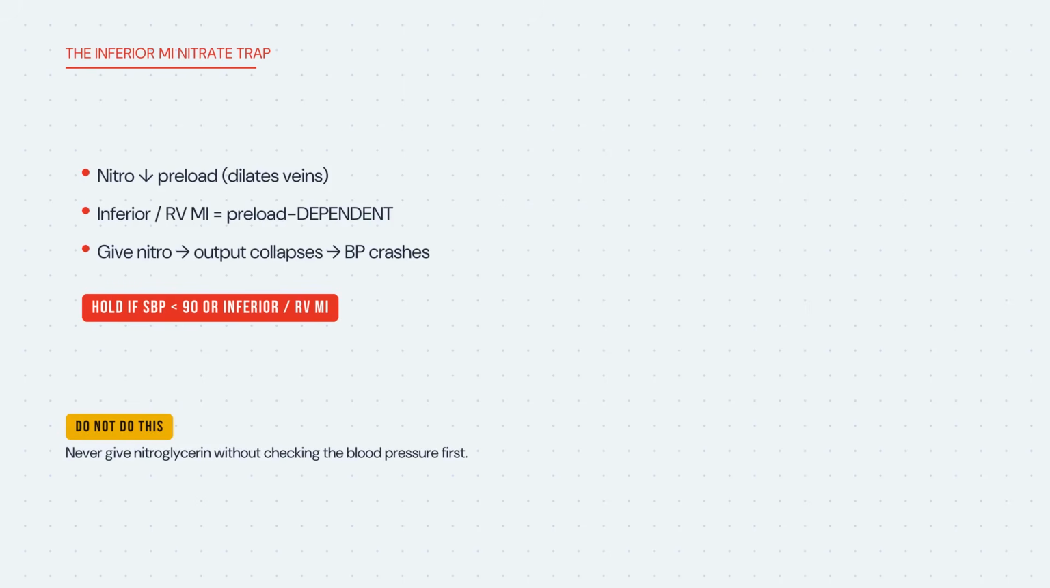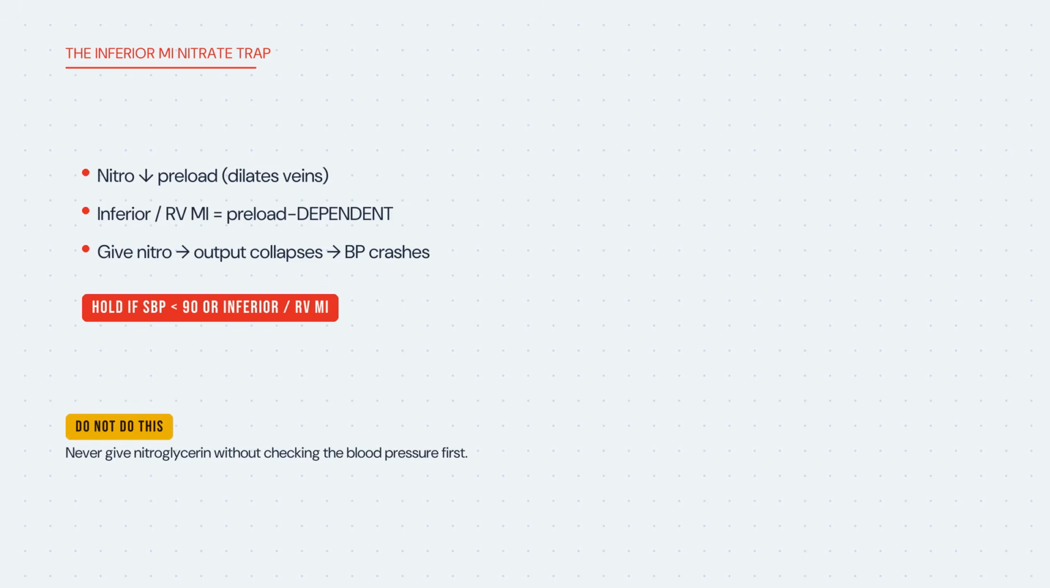Now the trap. Nitroglycerin works by dilating veins, which drops preload. Usually, that is exactly what you want. But an inferior wall heart attack often involves the right ventricle, and a right ventricle that is infarcted is completely dependent on preload to fill. Give nitroglycerin to that patient and you take away the one thing keeping their output up. The pressure can crash. So before nitro, check the blood pressure and know which wall is involved. If the systolic is below 90, or it is an inferior or right ventricular infarct, that is a hold and question, not an administer.